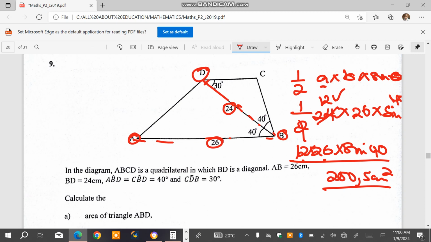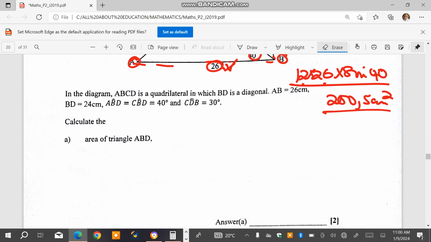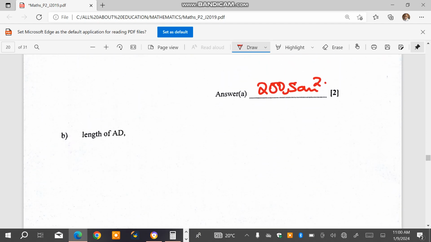This one can be your a and this one can be your b, or the other way around. It's up to you, but always the given angle is going to be sine theta. I hope you were assisted on this question. Moving on to the next question. The correct answer here was 200.5 square centimeters.